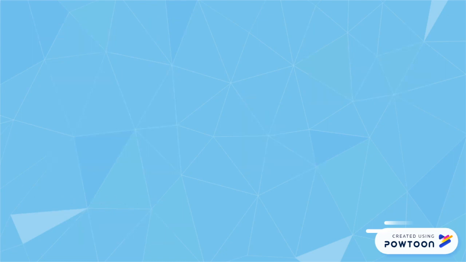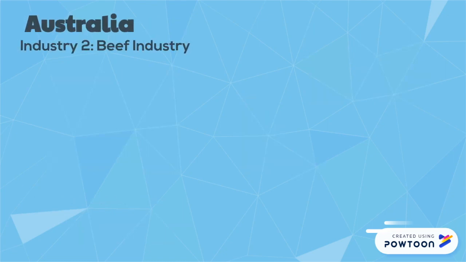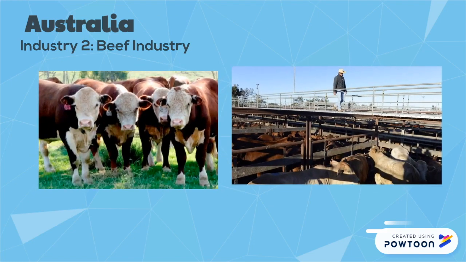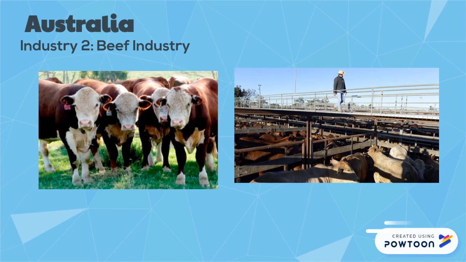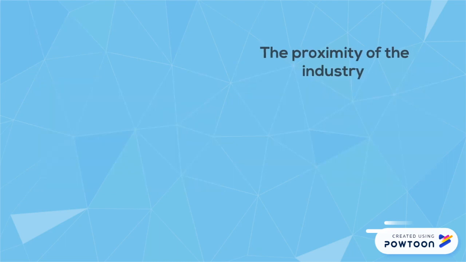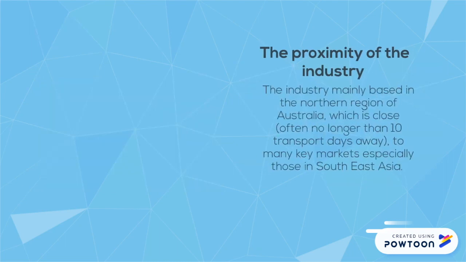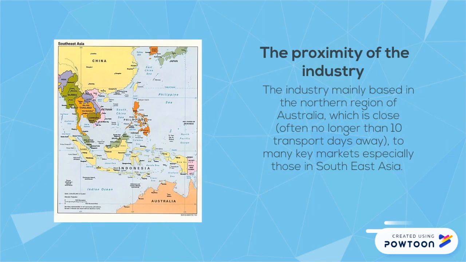Beef industry. Australia is able to possess a comparative advantage in the beef industry. This includes the live cattle industry as well as the beef meat industry. This is due to a number of factors. Proximity of the industry. The industry is mainly based in the northern region of Australia, which is close to many key markets, especially those in Southeast Asia. This allows businesses in the industry to reduce transport costs and provide such exportations more cost efficiently.